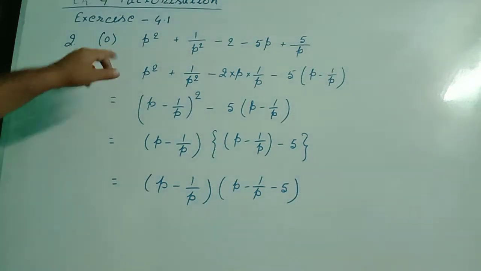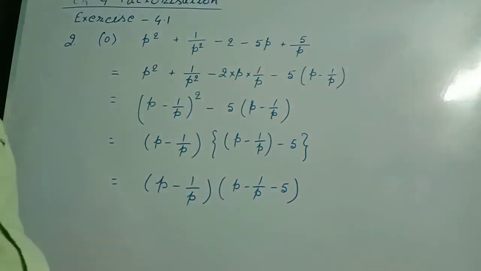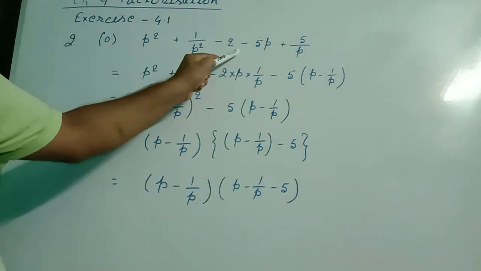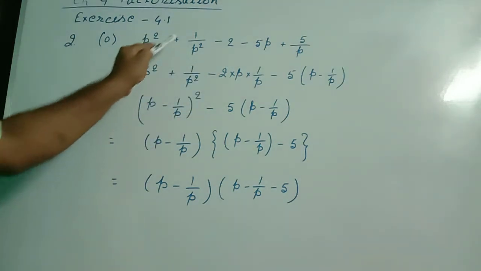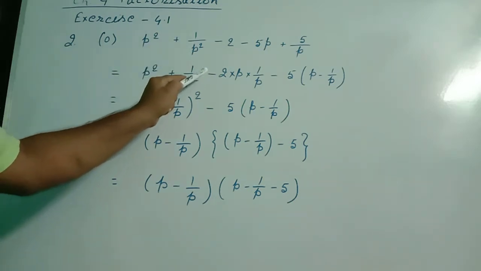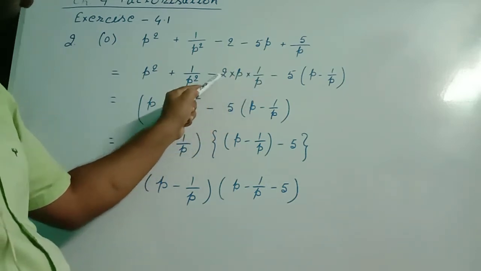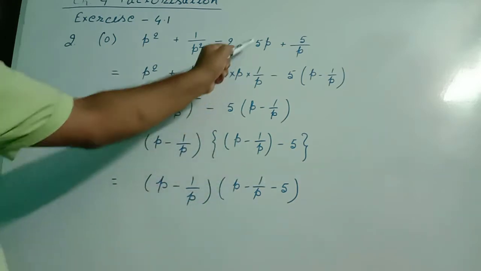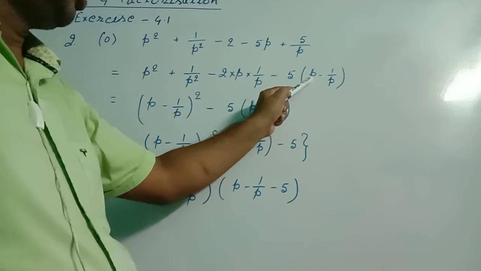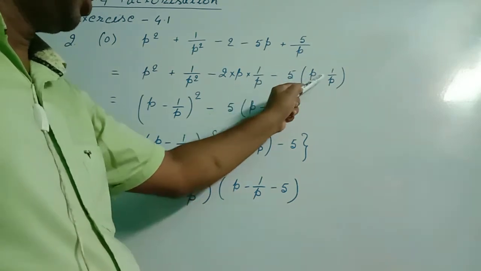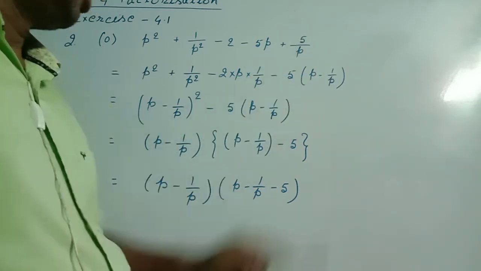In question number 2o, the expression is p square plus 1 by p square minus 2 minus 5 into p plus 1 by p. This part of the expression I wrote in this way: p square plus 1 by p square, and this minus 2 I wrote as 2 into p into 1 by p, because this p cancelled, again we are getting back minus 2. And from these two terms I have taken common minus 5. So here p is left, I wrote in bracket, and now minus will come here because minus minus plus. So minus will come and this 5 is here, so 1 by p is left.